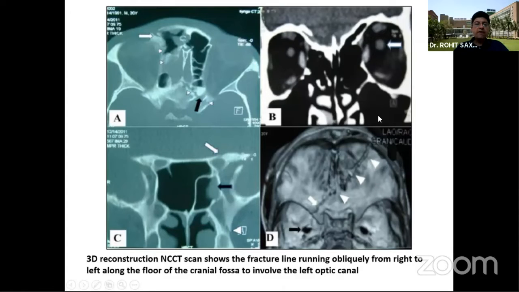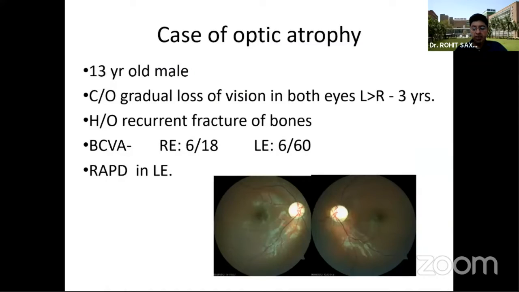So you can do a very good reconstruction of the skull on a CT, and you can see the trauma line coming from here on the right side on the forehead, going right up to the canal on the left side. The right-sided orbital canal is absolutely free from injury. So this can help us trace trauma and where else trauma is there in the eye.